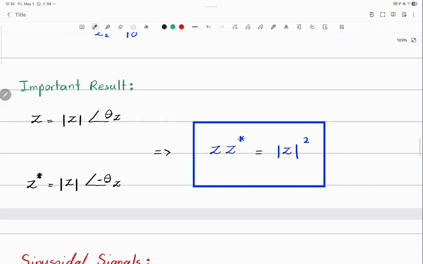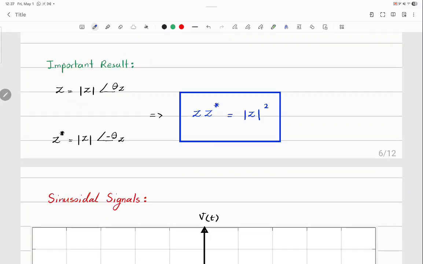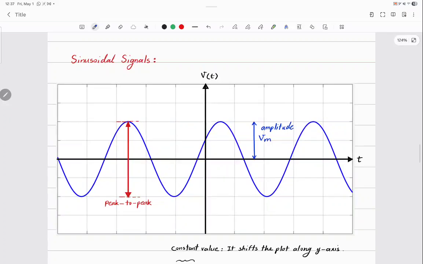Why not? Why is it 1? E to the power of j0 is 1. E to the power of 0 is 1. That's why I don't write it. So any product of any number with its complex conjugate is equal to magnitude squared. Okay? Any problem, any questions about sinusoidal, about complex analysis? No? Okay, let's move to sinusoidal signals.